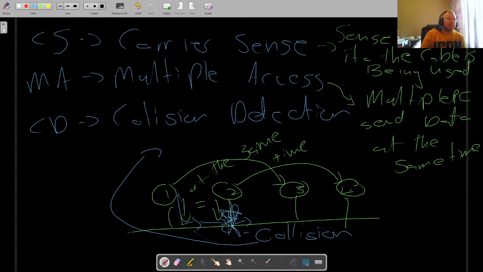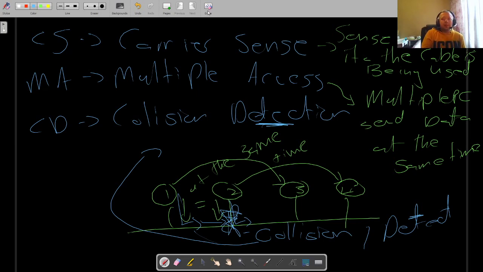Collision detection. It will detect that a collision has occurred. Two computers try to send data at the same time, and it will then basically say, hey, this is not correct. Two of us tried to talk at the same time. We collided with each other, so now one of us has to back off, and the other one has to send data. So this is CSMA/CD.